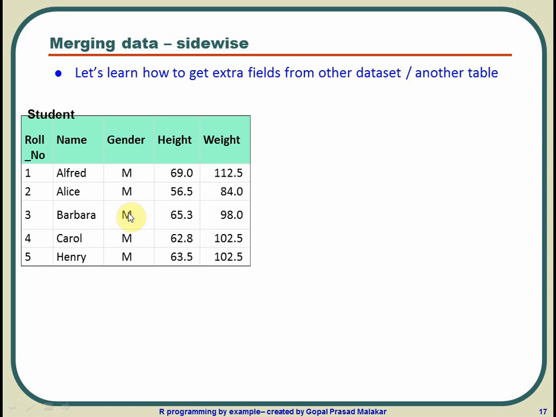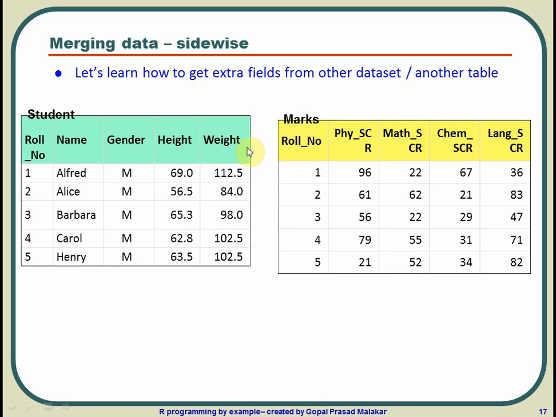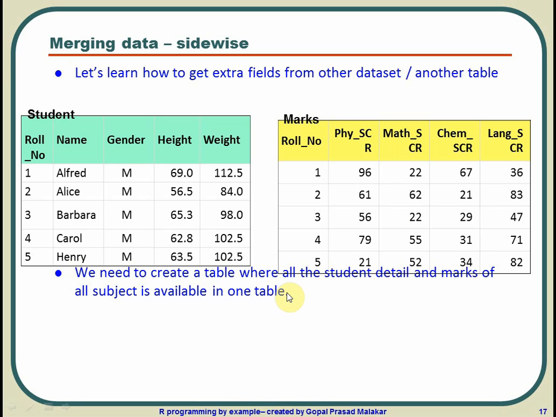So let's say if this is the data set called student and this is the data set, let's say, called marks. You are trying to get for each roll number the marks from this table. How do you do that? We need to create a table where all the student details and marks of all subjects are available in just one table, right? So essentially based on roll number you can get all of them here, so that student detail up to this much and their marks detail is available in one table.